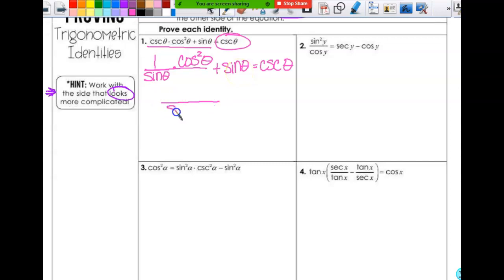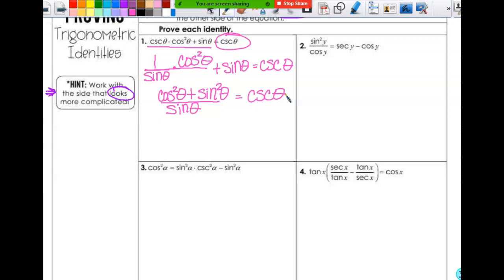My common denominator would be sine theta. And then the numerator, the left part would be cosine squared theta. This would have to be multiplied by sine over sine. So we'd get plus sine squared theta equals cosecant theta. Everybody good so far?